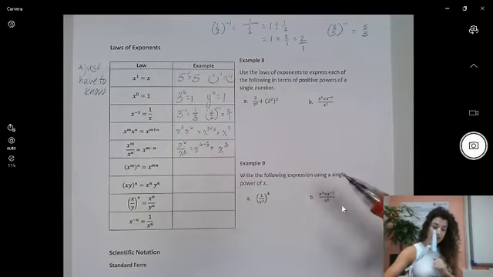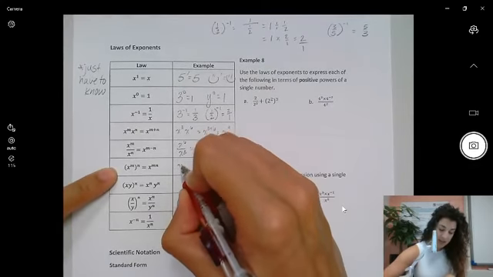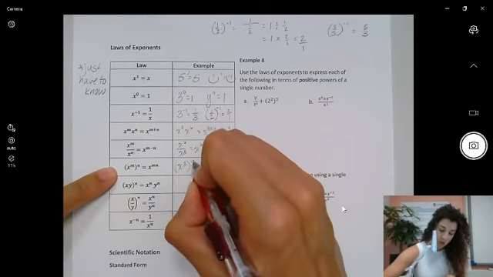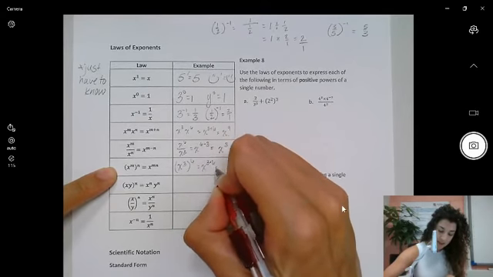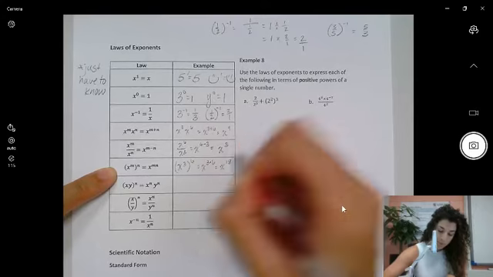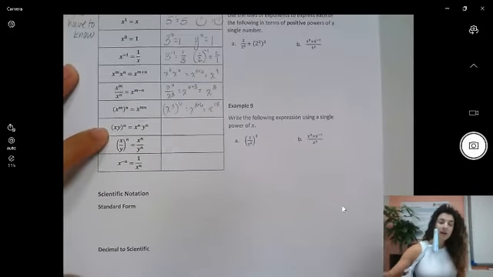However, when you are raising an exponent to another exponent, that is when you multiply them. So x to the 3rd power raised to the 6th power is going to be x to the 3 times 6, which is x to the 18th power.